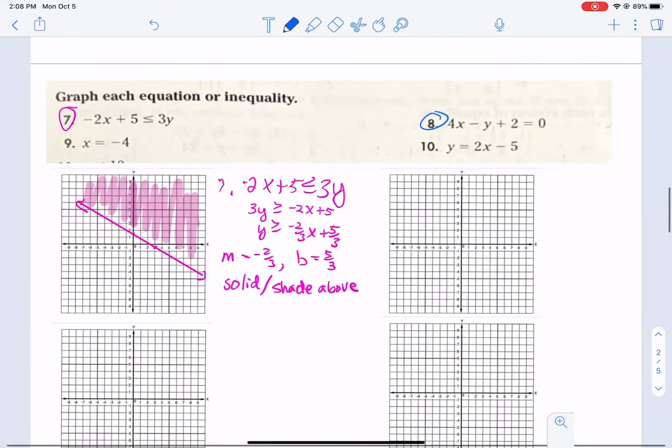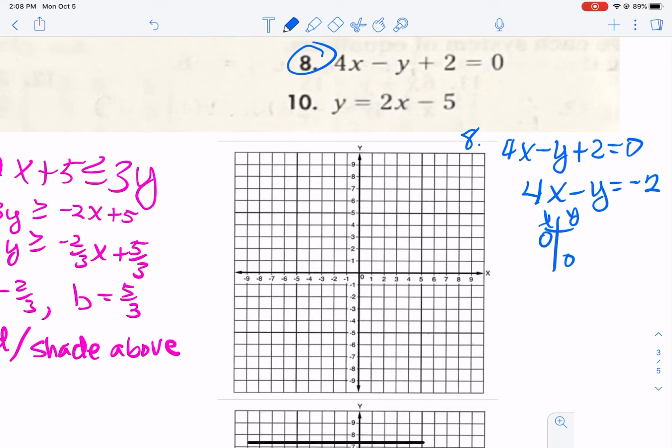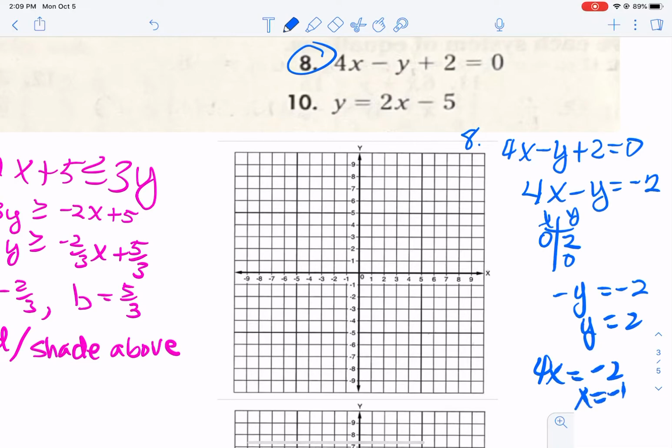Let's take a look at number 8. Number 8 is just a standard line. I like doing lines either using the intercepts or using slope y-intercept. Let's just move the 2 over. And let's make my intercept chart, my 0, 0 chart. If I plug in 0 where the x is, that's what this is saying. If I plug the 0 right here, I get negative y equals negative 2, so that's 2. If I plug 0 in for y, that puts a 0 right here, and so I get 4x equals negative 2, so x equals negative 1/2. So I found my y-intercept is at 2, and my x-intercept is at negative 1/2.